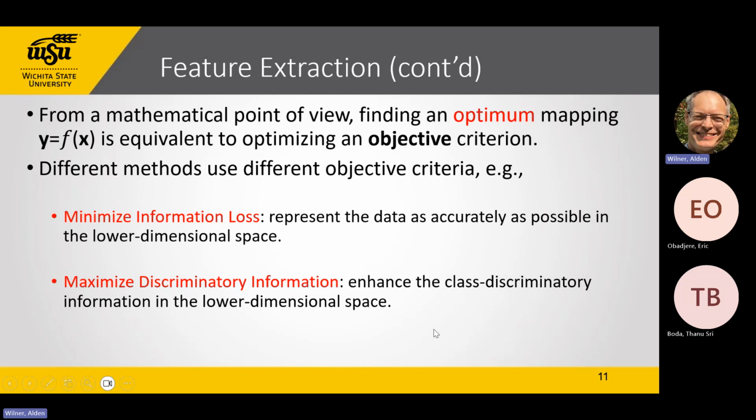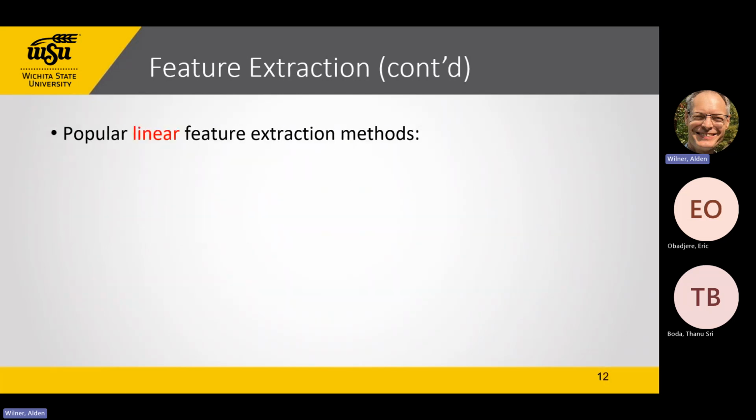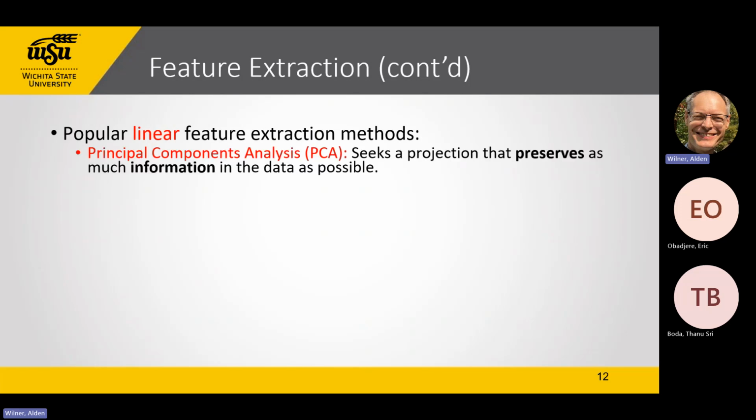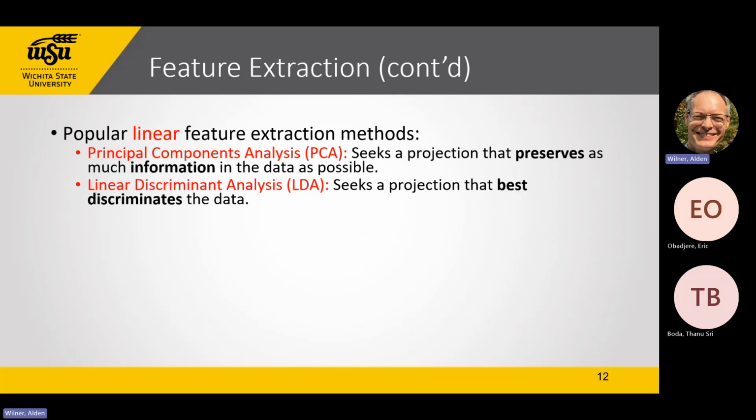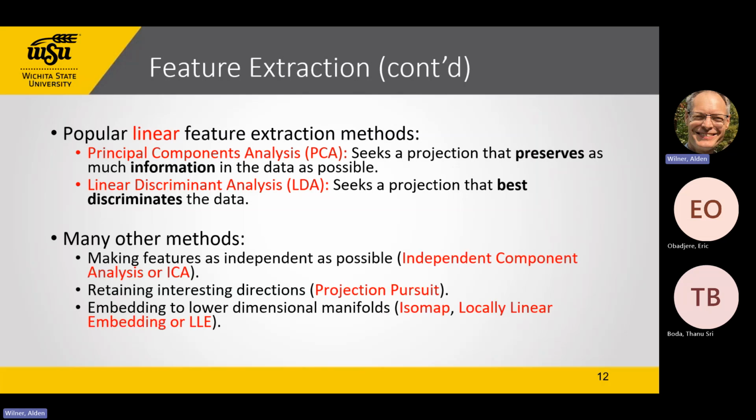So what we want to do, edge finding, is another term for it, right? We're looking for where the boundaries exist versus maintaining as much information as we can. There are some popular linear feature extraction methods. Principal component analysis: the goal of PCA is to preserve as much information as possible. There's linear discriminant analysis, which seeks a projection that best discriminates the data, best draws the boundaries.